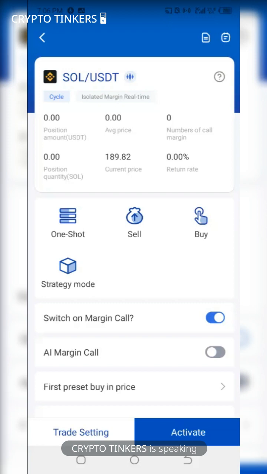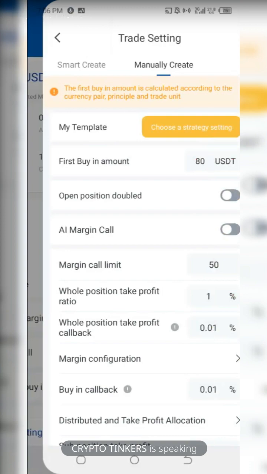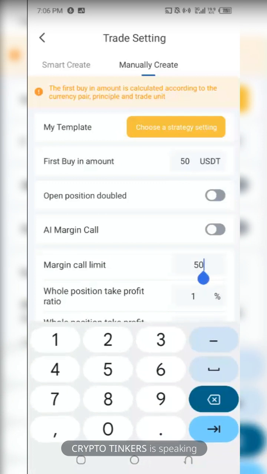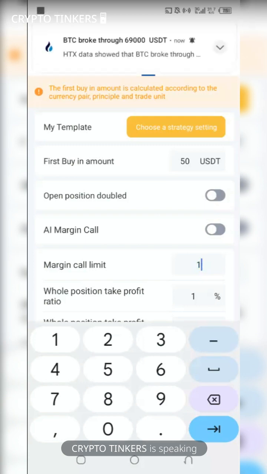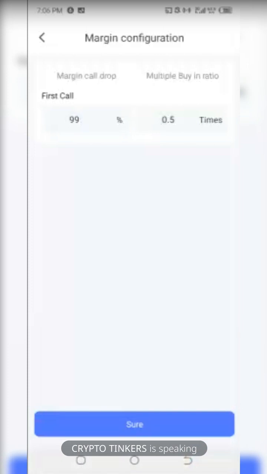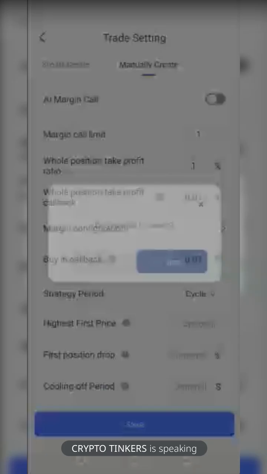Okay, so we click on trade setting. Now, because we are buying only one margin call, so that we can put in a sell for that coin, let's do like we are buying $50. You make the first buy-in amount 1. And then you go to the first buy-in amount and make it 99. You're watching it. And then you click on share.